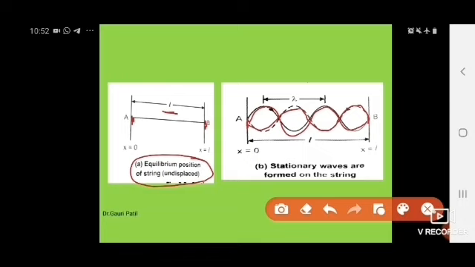So on reflection, a phase change of pi radians is introduced. Because of that, the trough in the incident wave is converted into the crest in the reflected wave. Here this is the crest in the incident wave, and after reflection it is converted into the trough of the reflected wave. So there is a phase change of pi radians introduced. These two waves form a stationary wave pattern on the string, which gives the nodes and antinodes.